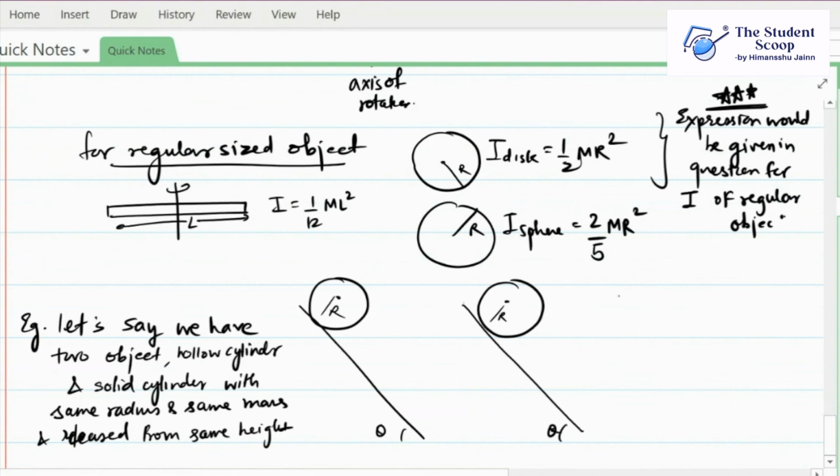Which object reaches the bottom first? What do you think, guys? This is a hollow one and this is a solid one. Both have the same mass, same radius, same inclined plane, everything same. Which will reach the bottom first?